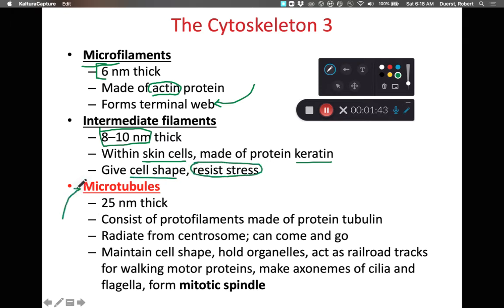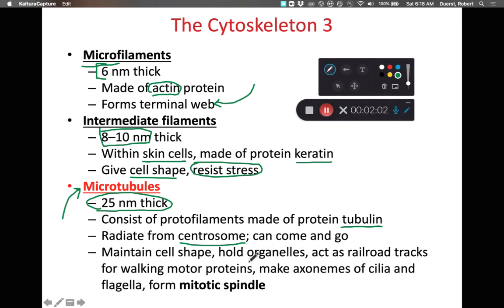And then we have microtubules. These are the big hollow tubes. And these microtubules are going to be made up of lots of tubulin subunits. Microtubules are going to radiate outward from an organelle known as the centrosome. And from the centrosome, they can come and go.